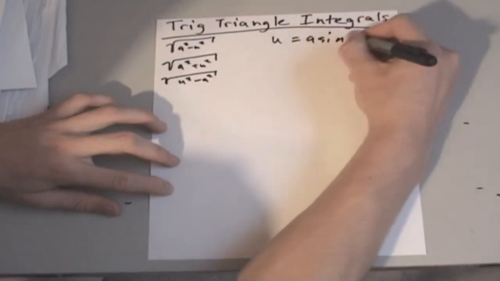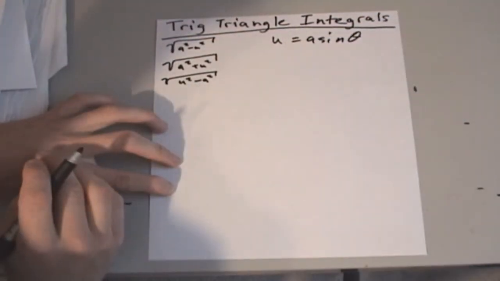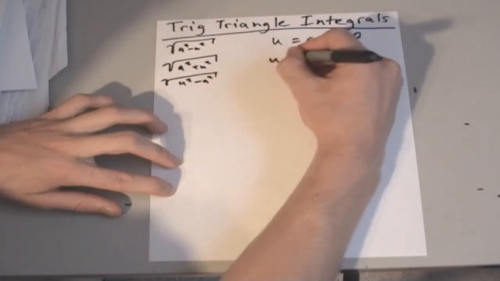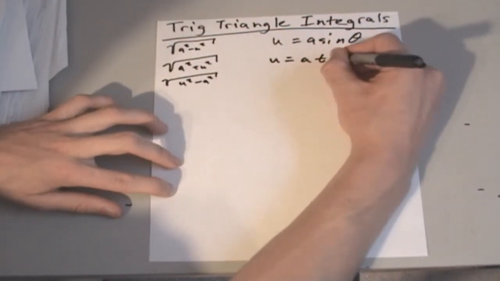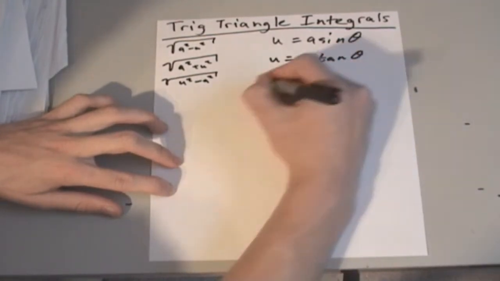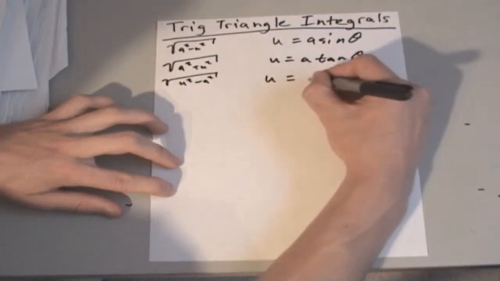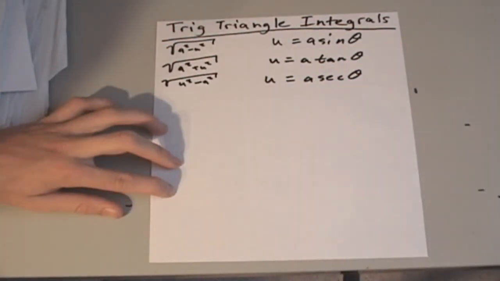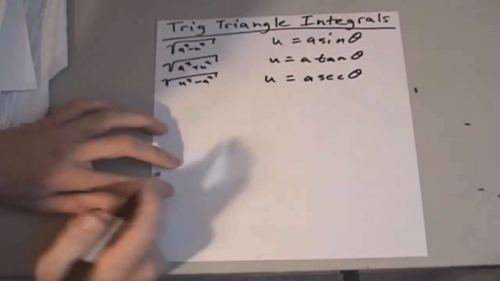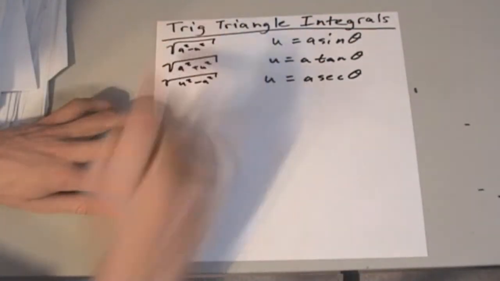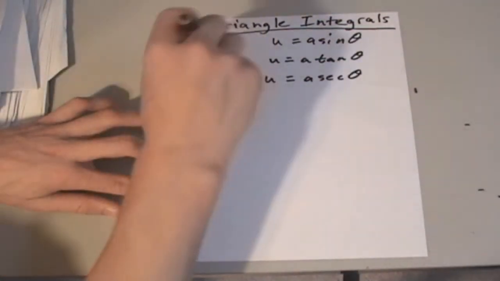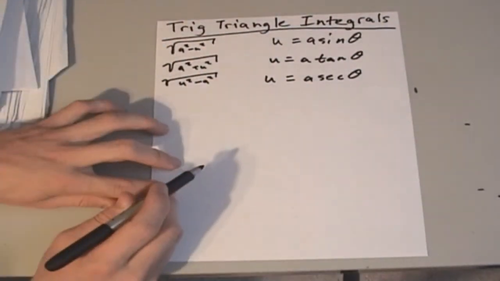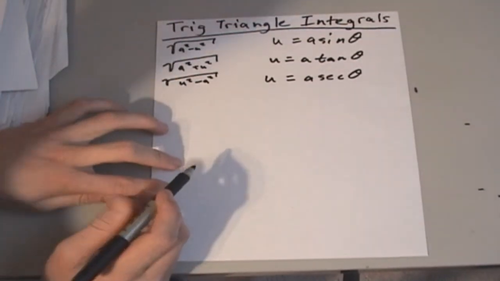In the first one, you can say that u is equal to a sine theta. Second one is u is equal to a tangent theta. And then the final one, u is equal to a secant theta. So when looking at an integral, you need to find which square root function it has and then replace accordingly, and use a triangle to replace the remaining parts.